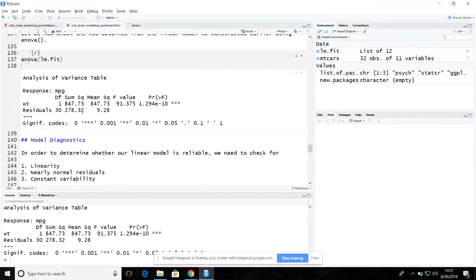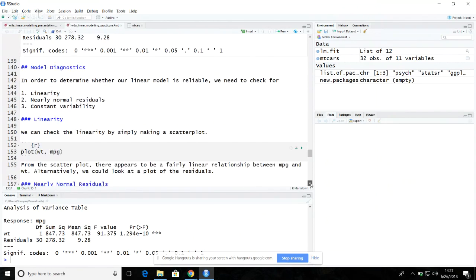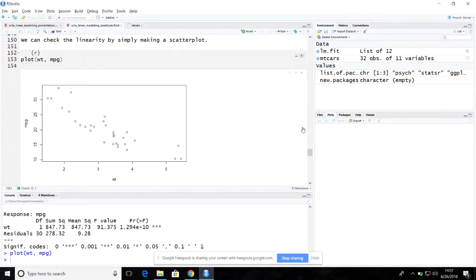But it's good to visualize what you're doing. Okay. So now that we have built our model, let's talk about its diagnostics. If you recall in the presentation towards the end, we talked about some of the associated problems. So we're going to look at three of them here. The first one is linearity. And as I said earlier, this can be easily checked by making a simple scatter plot. So if we plot this, you can see that it's reasonable to say that this is linear.